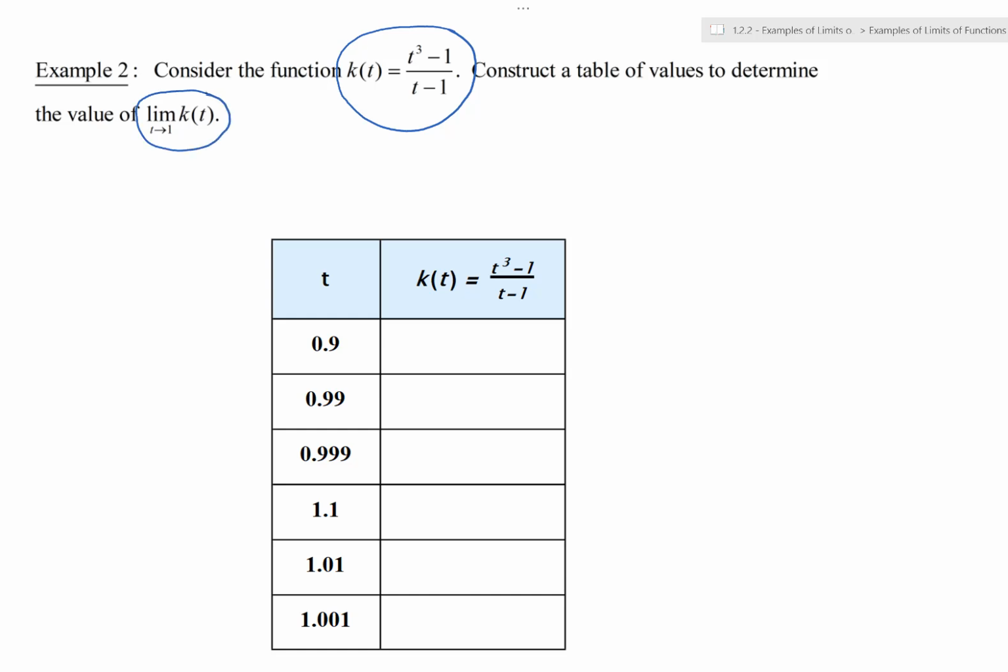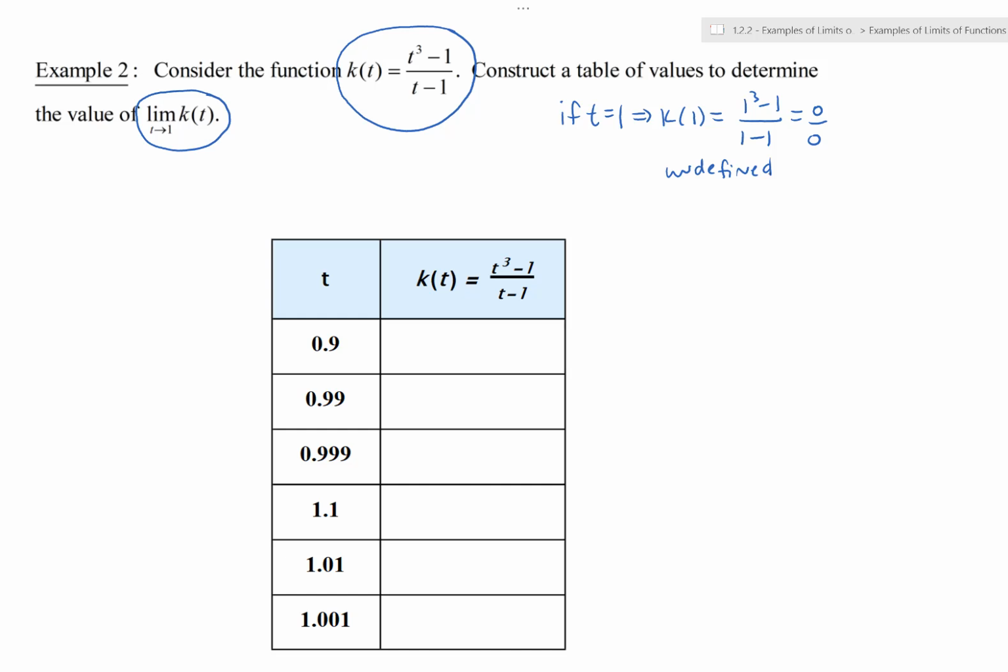Now note, if I plug in t is 1 here, then k of 1 is going to equal 1 cubed minus 1 over 1 minus 1, which is 0 over 0. That's not defined. It's undefined. So this function is not defined at 1. However, could it be that the limit exists? Well, that's what we're going to have to see. Eventually we're going to develop algebraic techniques to come up with some of these limits, but we're not quite there yet.